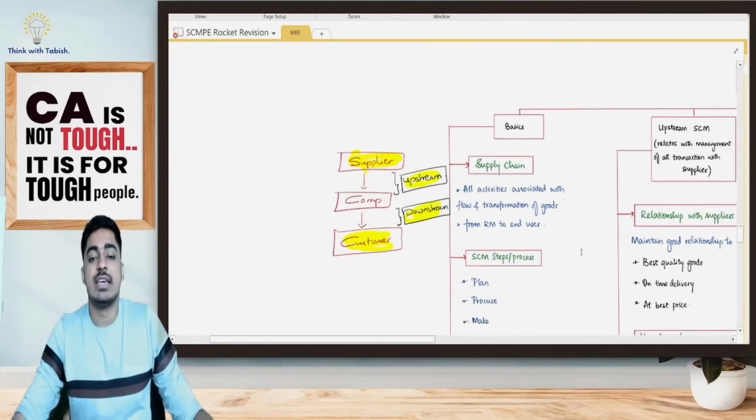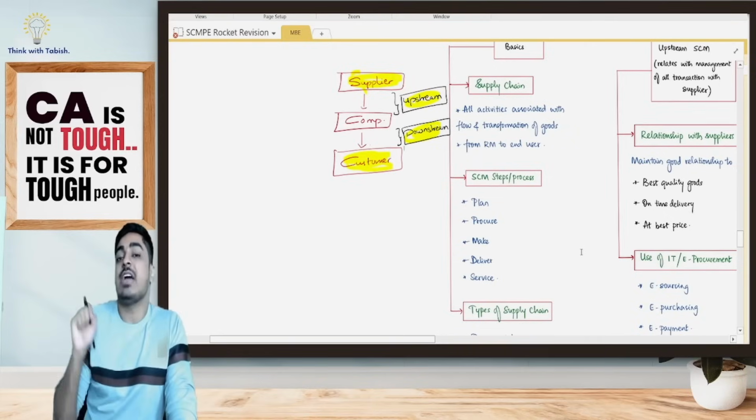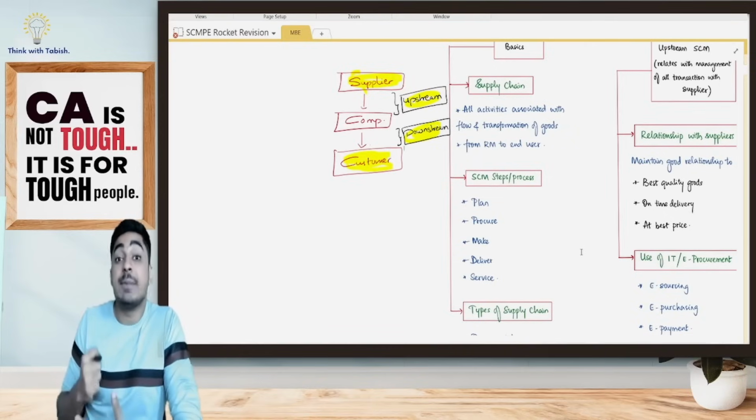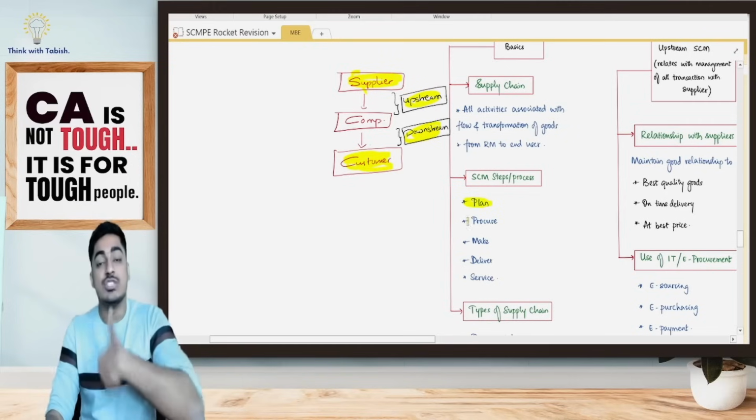Now we are having supply chain management steps or processes. Suppose I have to manufacture a calculator. First, what will I do? I will make a plan telling for next month how many calculators I should manufacture. Okay, plan.